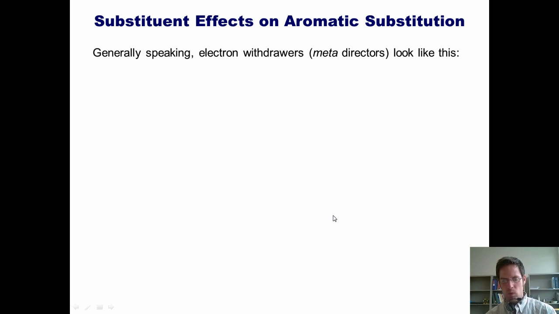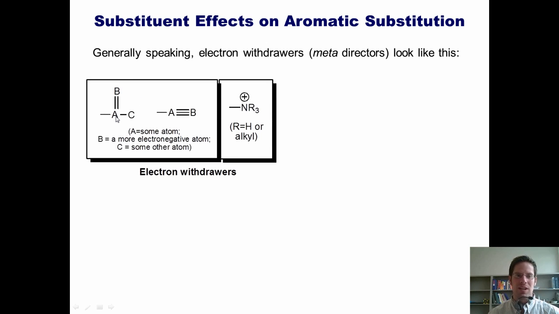Now, one way to remember which substituents are withdrawers is to remember that, generally speaking, electron withdrawers, which are meta-directors, look like this. There's an atom A that's double bonded to an atom B that's more electronegative than A. Or there's an atom A that's triple bonded to an atom B that is more electronegative than A. Or the last example is nitrogen that has 4 groups around it, giving it a positive charge. So this is an ammonium nitrogen.